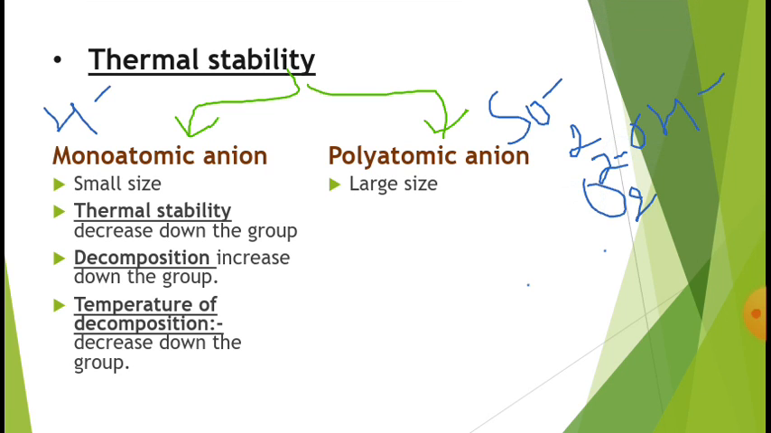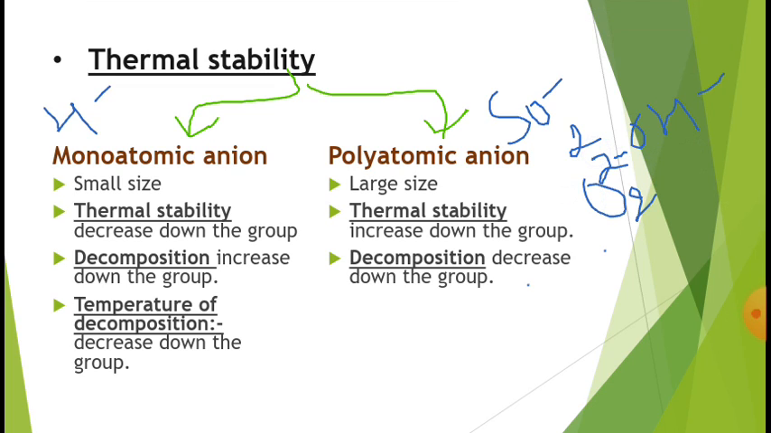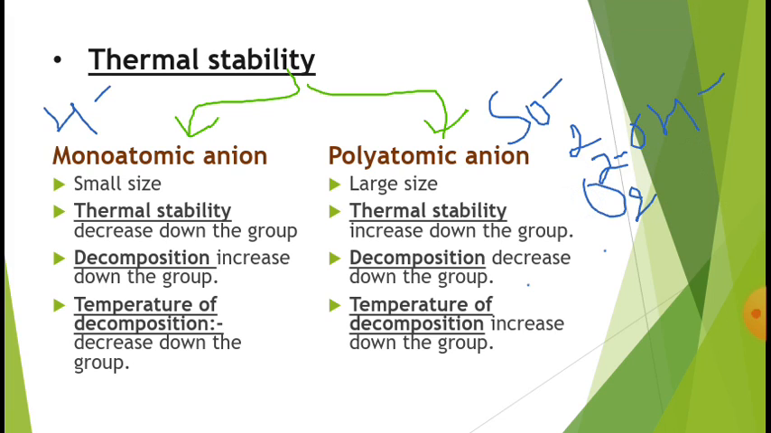Now polyatomic anions have large size. If we talk about thermal stability, it increases down the group. And if we talk about decomposition, it decreases down the group. And the temperature of decomposition increases down the group. This is very important.